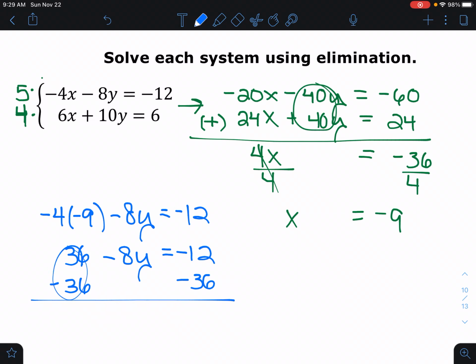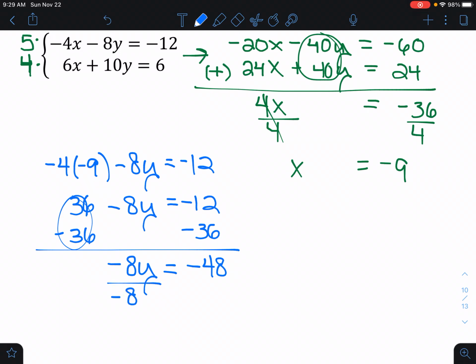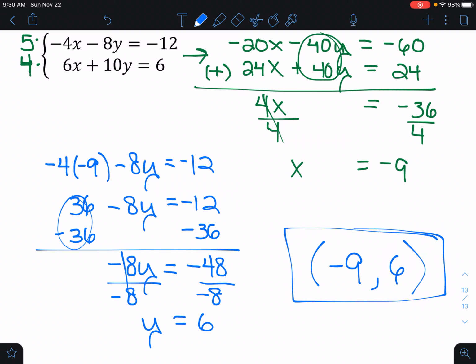Now, here's where people will just bring down 8y. They forget about that negative sign in front. Make sure you bring that down as well. And this is negative 48. And then if I divide by negative 8 on both sides, we get y equals positive 6. So where do these cross? Negative 9, comma 6. That's elimination. Hopefully you remember this a bit.